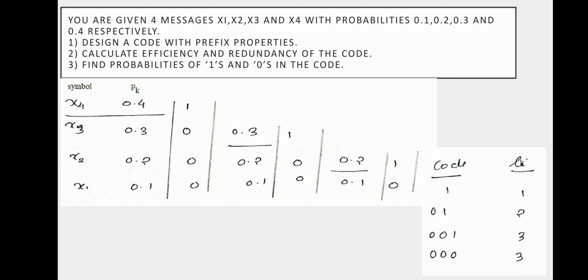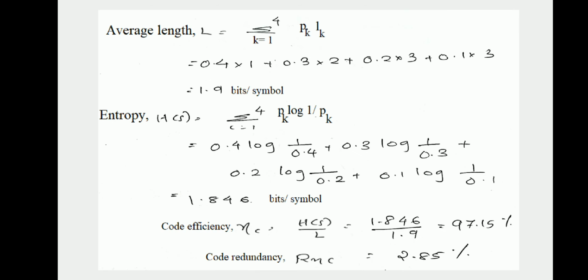So we can find the number of bits in the code, that means the code word length, that is 1 for x4, 2 for x3, 3 for x2 and again 3 for x1. So that is the code word length. Next we can find the average length. The equation is the summation of k equal to 1 to 4 of pk lk, that means probability times code word length. So you will get it as 1.9 bits per symbol. Then you can find the entropy using the equation summation k equal to 1 to 4 of pk log of 1 by pk. So you will get it as 1.846 bits per symbol.